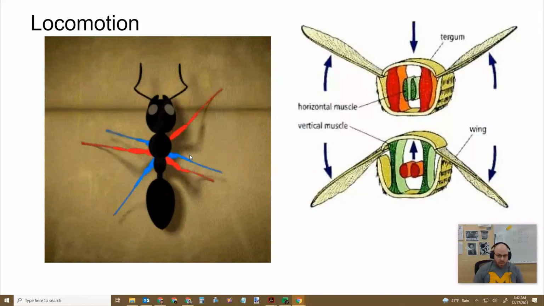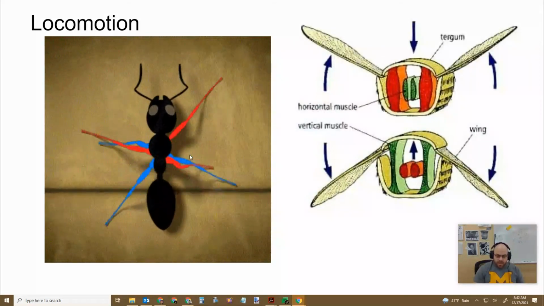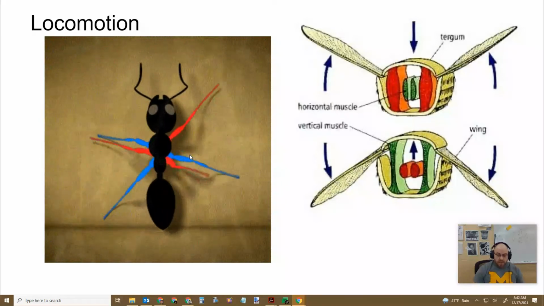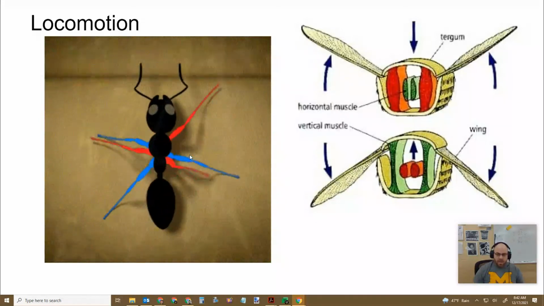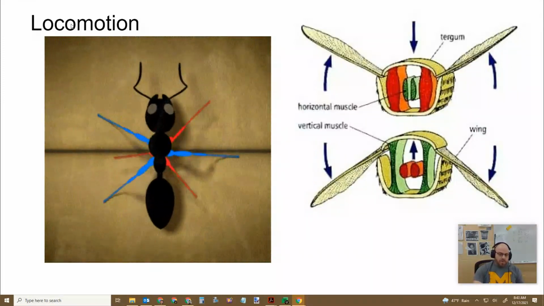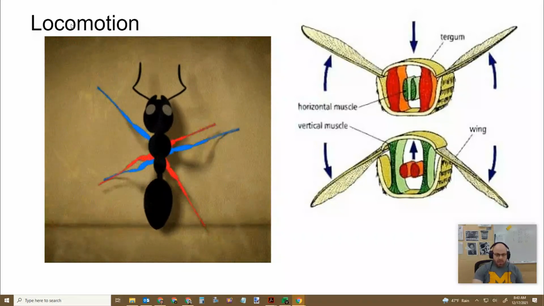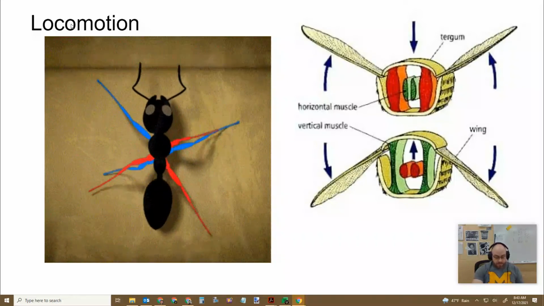Most insects have two pairs of wings, except for the one order that only has one pair of wings. These are like flies. They have two pairs of muscles that help in flight, and this kind of shows how those muscles work. We're not going to go into the specifics of how they work, but you can get an idea by looking at that picture.